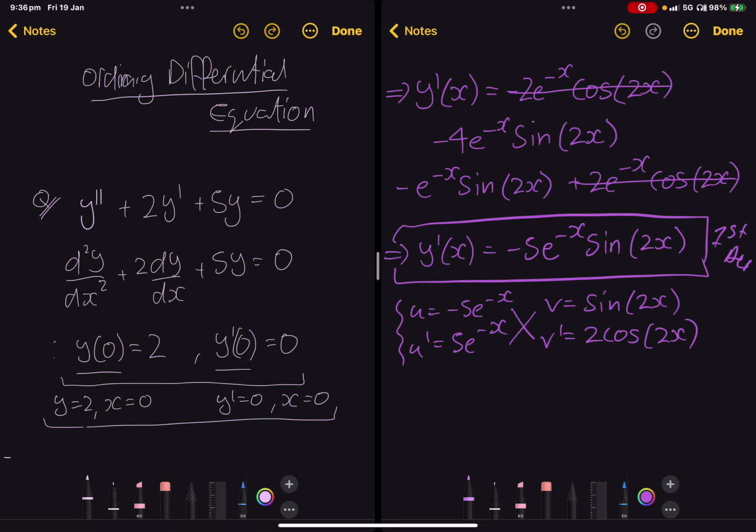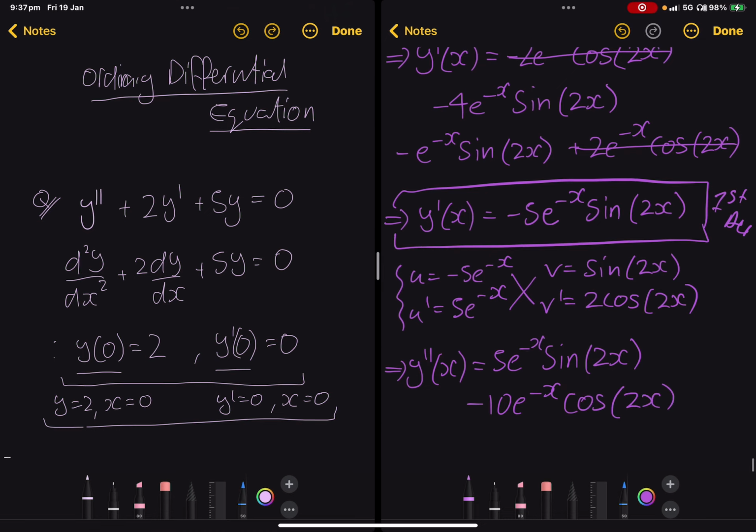So now we have u prime v plus uv prime. So this tells us y double prime of x is equal to 5e to the minus x times sine of 2x minus u times v prime. It's a minus because of the minus here. It's plus, but it becomes negative. This becomes 10e to the minus x cosine of 2x. And this is simplified. This is our second derivative.